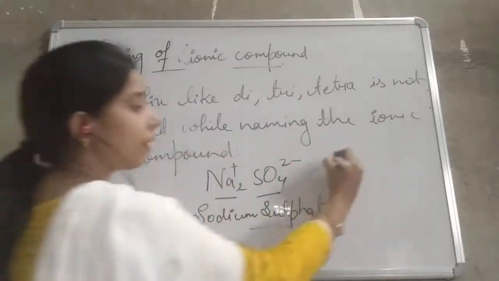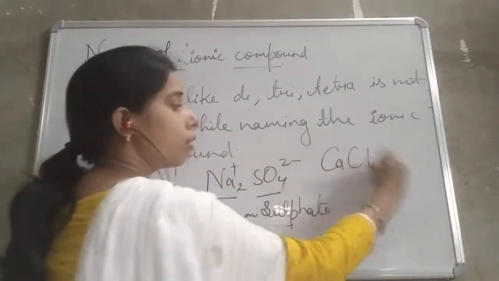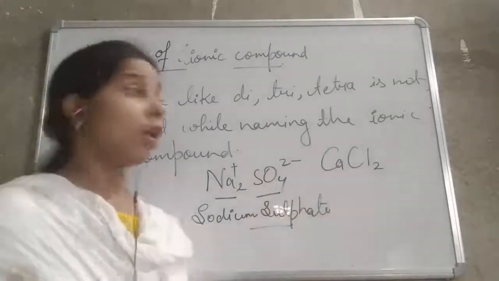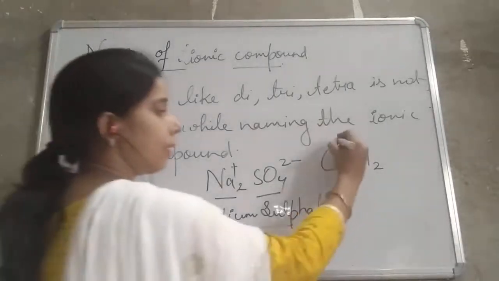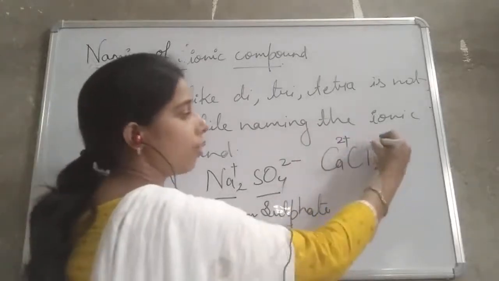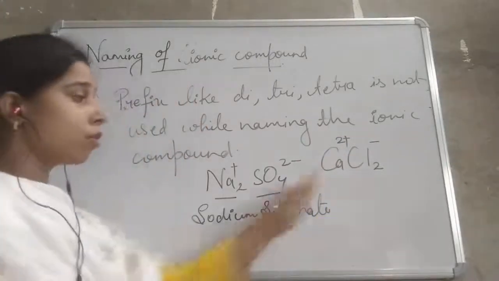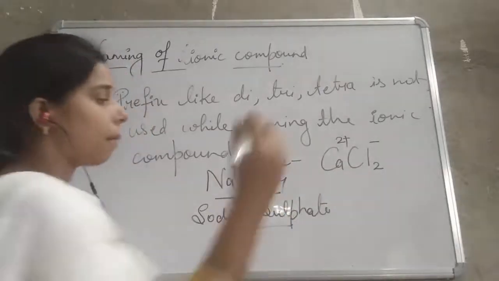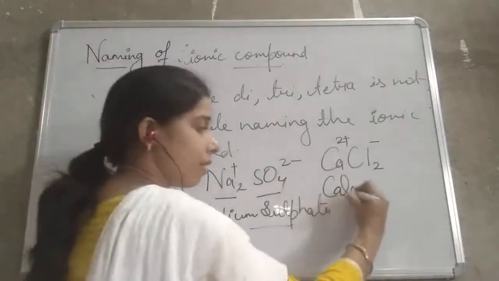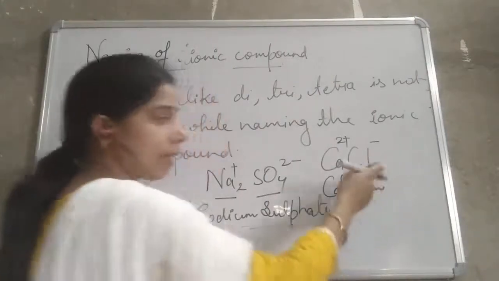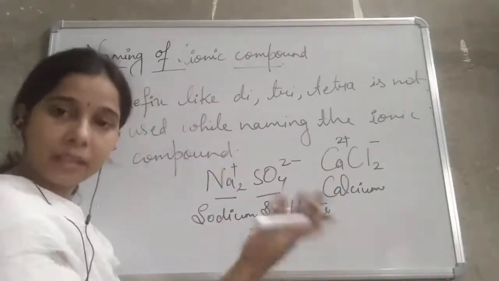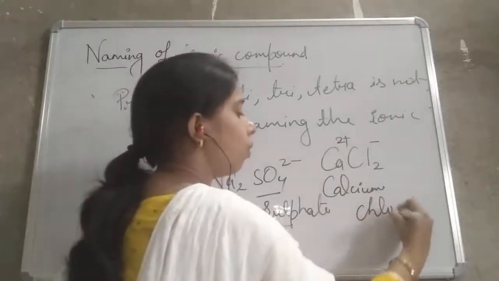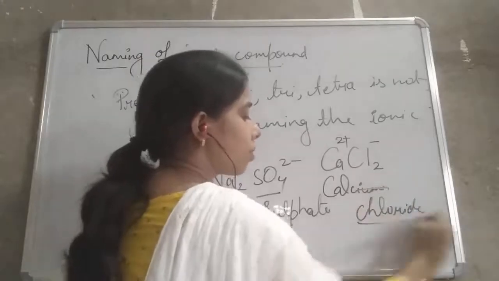Like that, if calcium chloride is there, so you see students, the formula of calcium chloride is CaCl2. Here Ca has a +2 charge and chlorine has -1. So these two form an ionic compound, and the name is, first, calcium as usual, and the second one is the second ion, which is more electronegative, so we will write chloride. So calcium chloride is there.